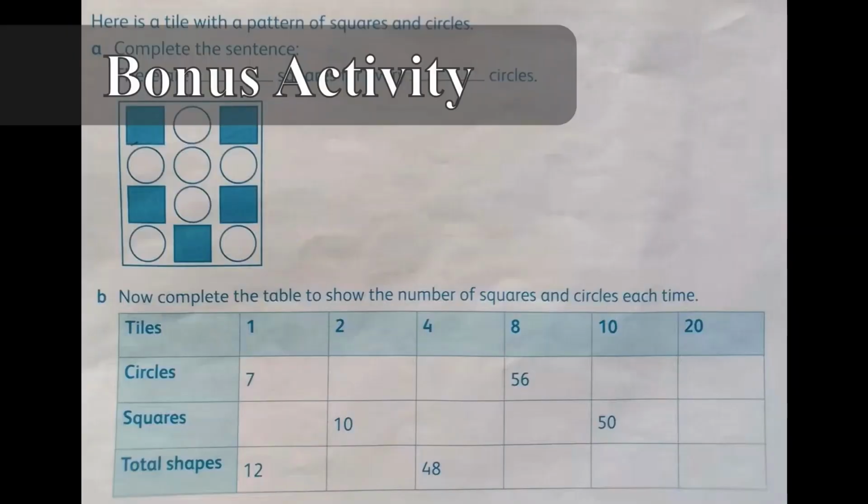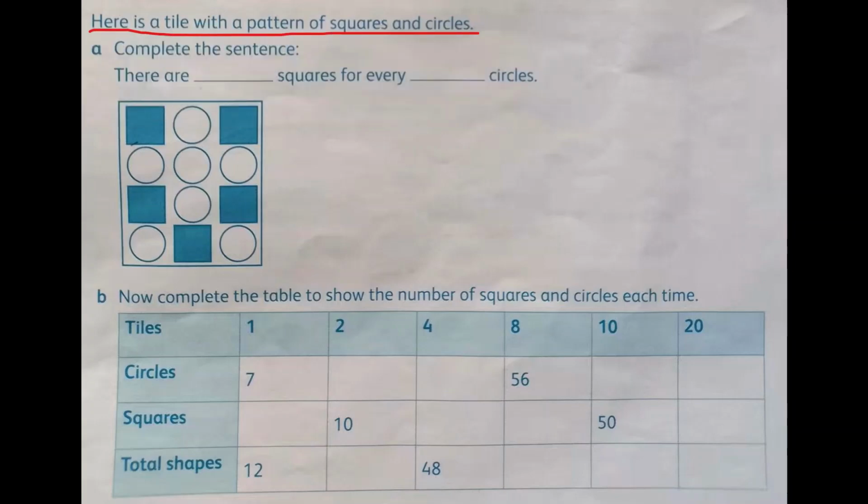So here's the bonus activity, and we're going to stick to the theme of ratios. The directions up here say, here is a tile with a pattern of squares and circles. Complete the sentence. There are blank squares for every blank circles. So just as I did on the previous portion of the video, you're just going to fill in the numbers for the squares and circles in the spaces provided here.